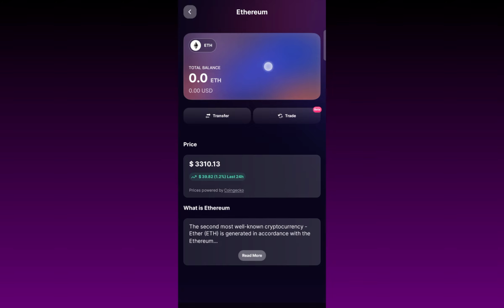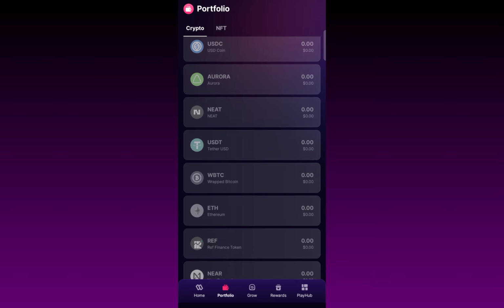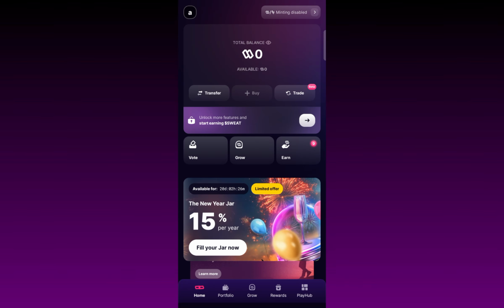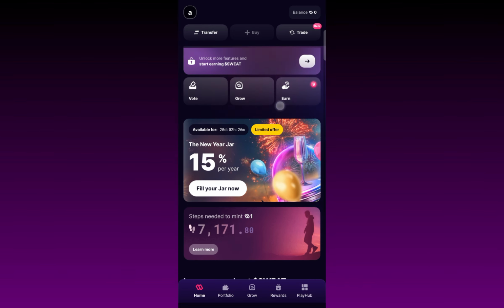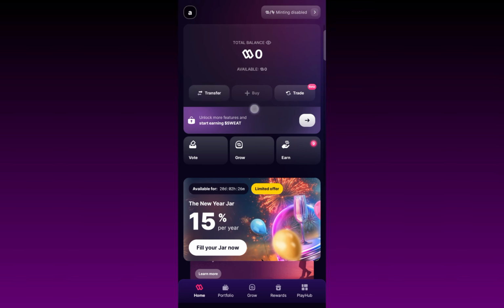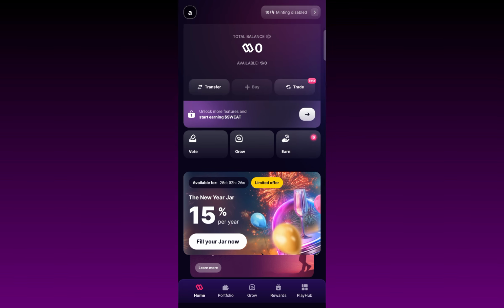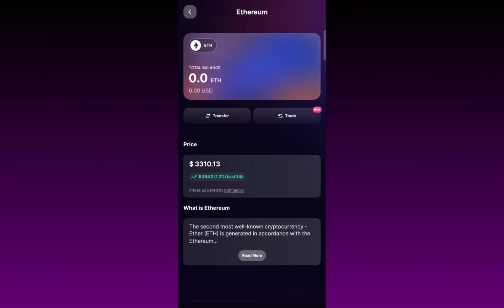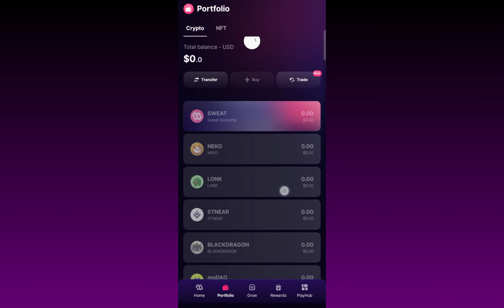Actually, there is no direct withdrawal option available in the Sweet Wallet. So you just need to follow these indirect methods, like you have to exchange your Sweet Wallet coin into some cryptocurrency. Then you just need to transfer this cryptocurrency to your another account, or you just need to sell your cryptocurrency. That's how you can get the real money from Sweet coin or Sweet Wallet.